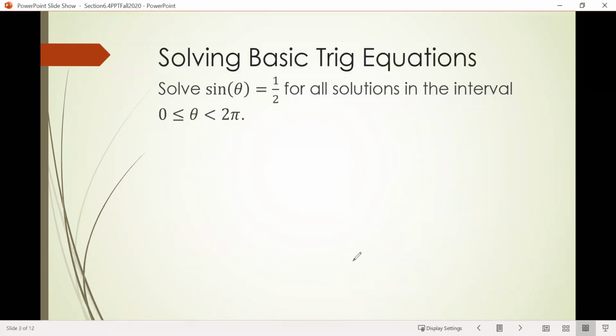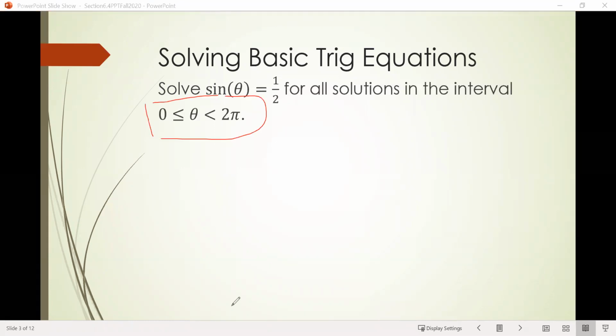So this leads us into solving basic trig equations. In this one, we're asked to solve sine of theta equals 1/2 for all solutions in the interval 0 to 2 pi.